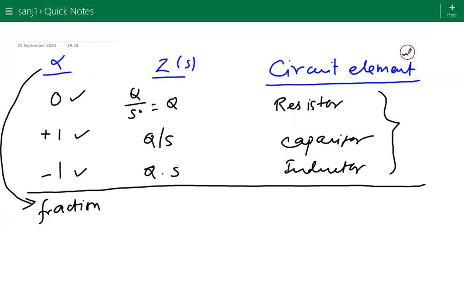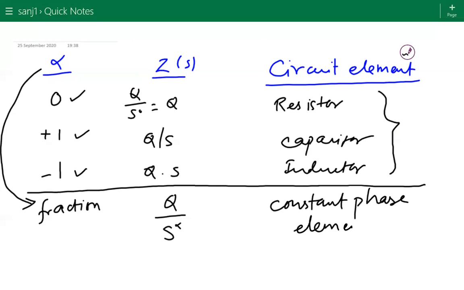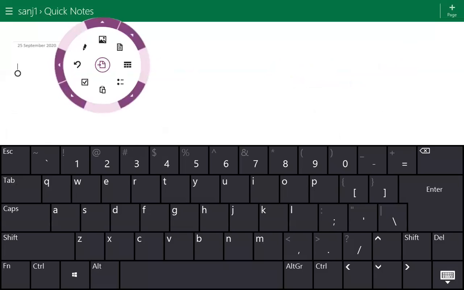Now what happens if alpha is a fraction? In that case, we will leave this Z(s) as it is. So this will be called a constant phase element. It is commonly known as CPE. Okay, now we will move further. We will see some of the important things associated with these constant phase elements.